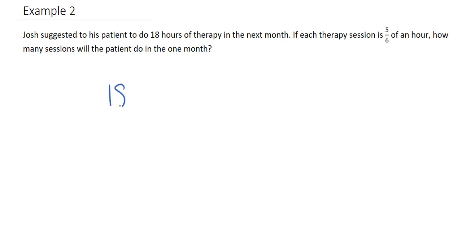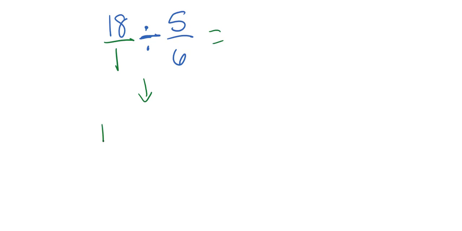So we're left with 18 divided by 5/6. We're going to change this into a fraction by putting it over 1. Then we're going to change this into a multiplication. So we have 18 over 1 times 6 over 5. And let's go ahead and now multiply.